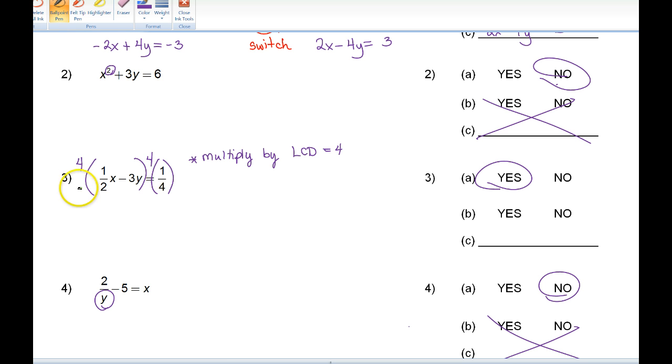So let's look. Multiply by 4. What's 4 times 1/2? 2, so 2x. And 4 times a minus 3 will give us a negative 12y. Well, what's 4 times 1/4? Just 1. Because the 4s cancel each other out, and that's all we had to do there. So this one, we didn't have to rearrange the order. We didn't have to worry about the negative sign. We just had to get rid of the fraction.